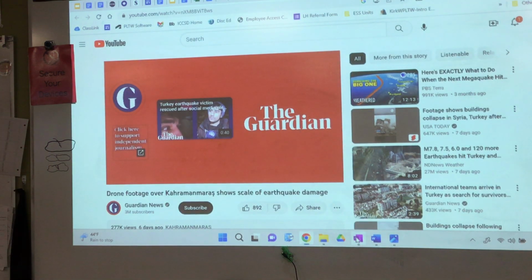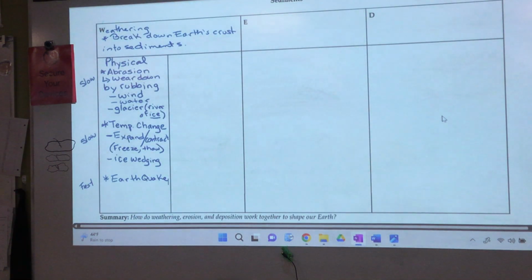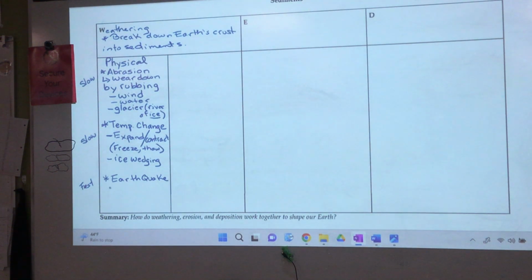Just terrible. Okay. So earthquake would be more like a fast kind of weathering, and we call this mass wasting because a whole lot of mass at once gets moved or torn apart. So this is called mass wasting. And landslides would be an example of that.